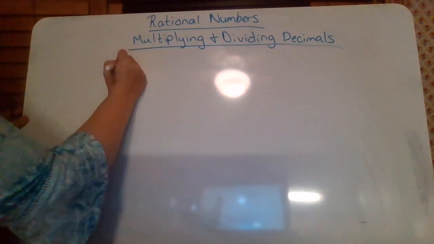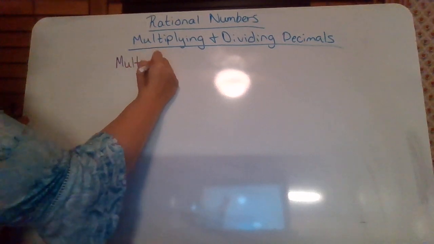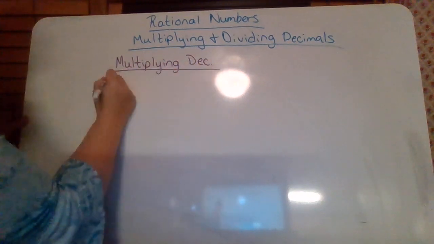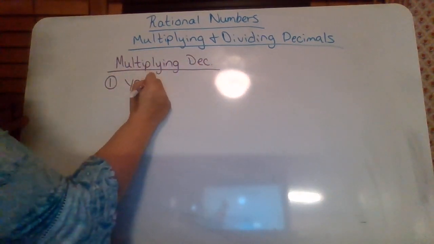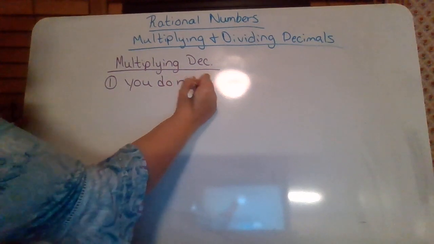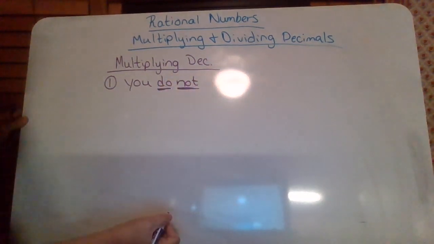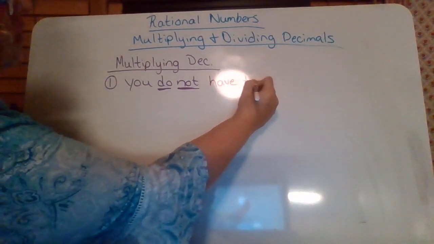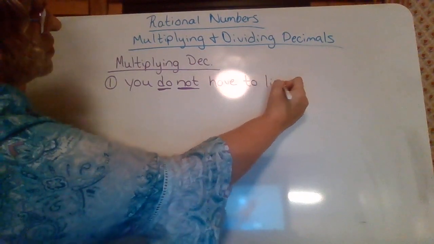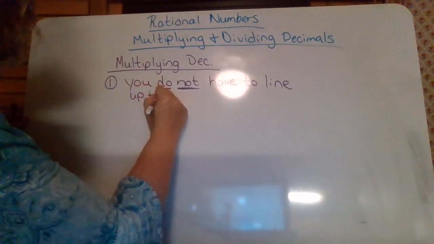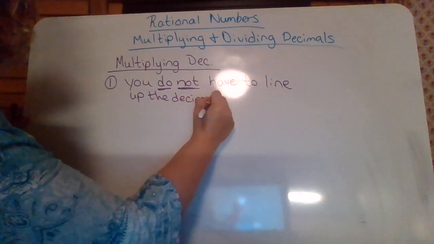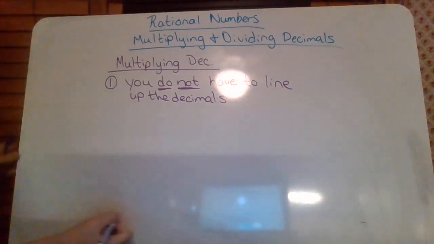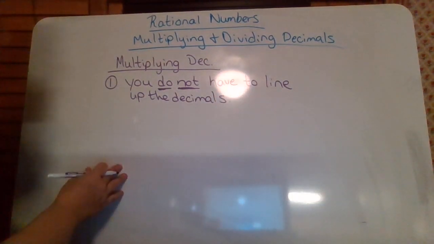When you're multiplying decimals, number one, you do not, I repeat, you do not have to line up the decimals. In fact, if you do, it'll just make your life 10 times harder. Okay, so you do not have to line up the decimals.